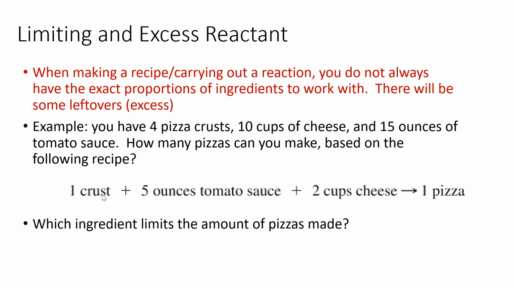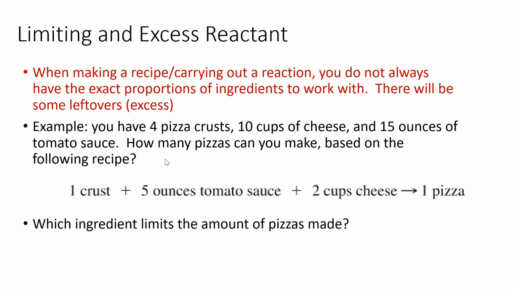You can think of a chemical equation as like a recipe to make a certain chemical, like a recipe for how to make ammonia or a recipe for how to make calcium carbonate. So this is a nice analogy when you're thinking about recipes. And when you're doing a reaction, just like when you're maybe cooking something in your kitchen, you don't always have the exact proportions of ingredients to work with. So there'll usually be some leftovers, and we call those leftovers the excess reactants.